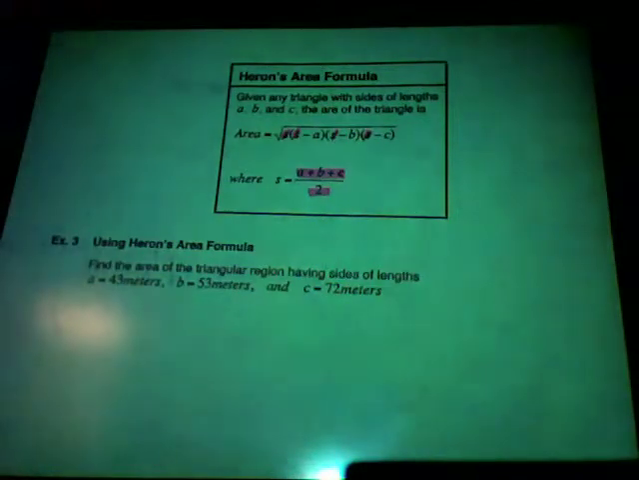So to find S, all you do is add up all the sides and divide by 2. You're going to take that S, and you're going to subtract each of the sides from it, and multiply those 3 differences times S again, and then take the square root of the whole thing. That's all you do. So let's look to see what we got here.